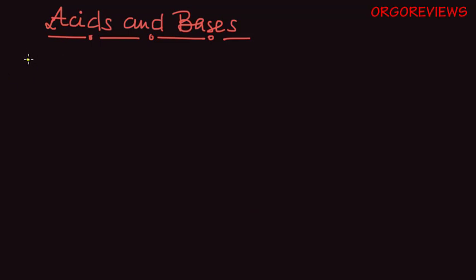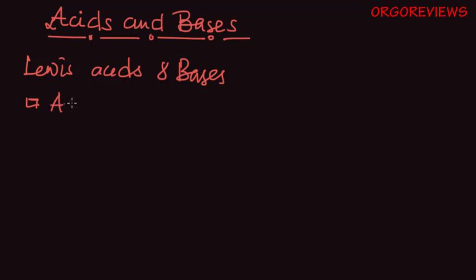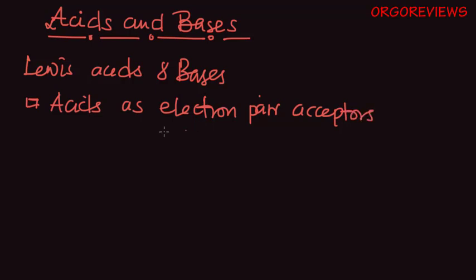Second, we're going to look at the Lewis definition of acids and bases. So how did Lewis define acids and bases? He defined acids as electron pair acceptors, and bases as electron pair donors.